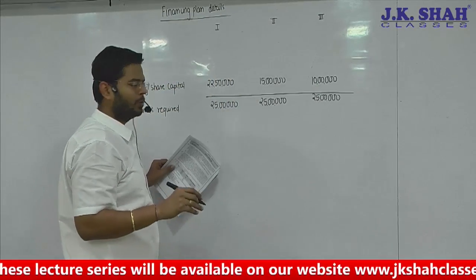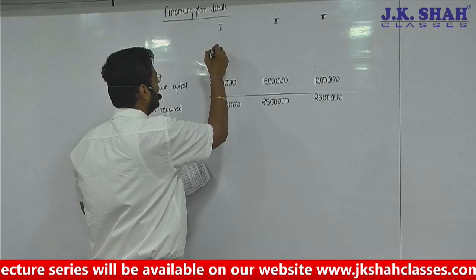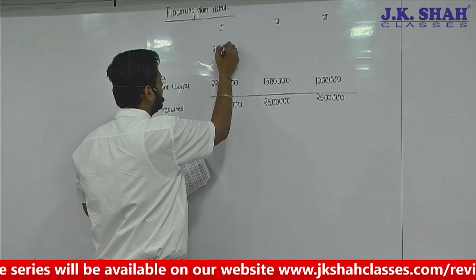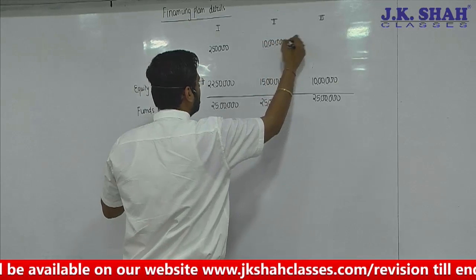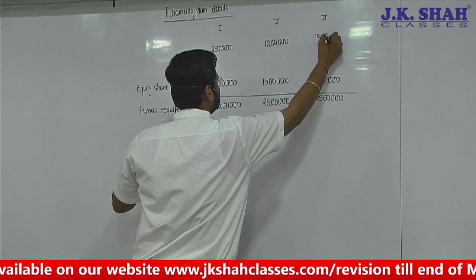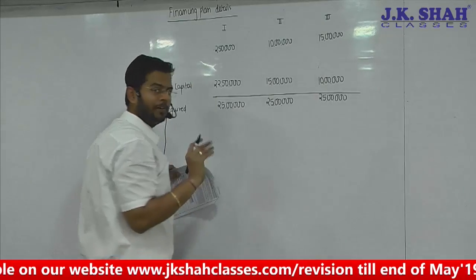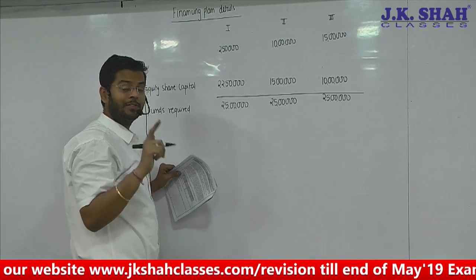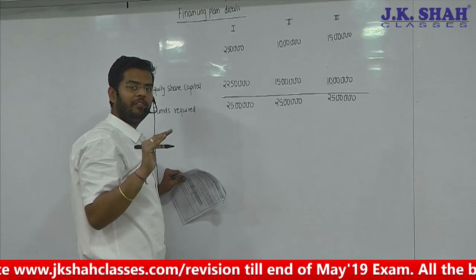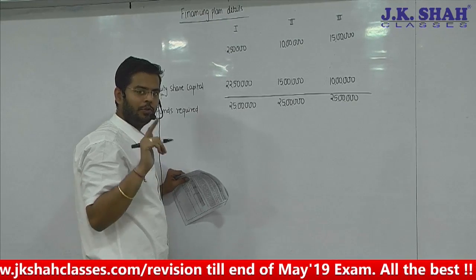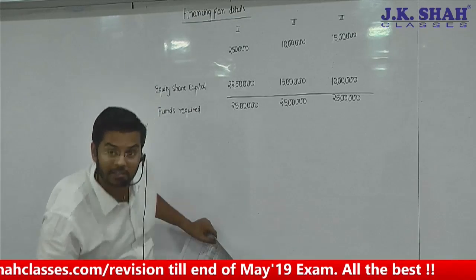Now what people do is when they solve the sum, they do it like this. So we will take 2 lakh 50,000 here, we will take 10 lakh here, and we will take 15 lakh here. This is what mistake these people commit. But that will be wrong, because the loan is not available at a flat rate of interest. It is available at slab rates. So you need to be careful. So loan is available at slab rates.